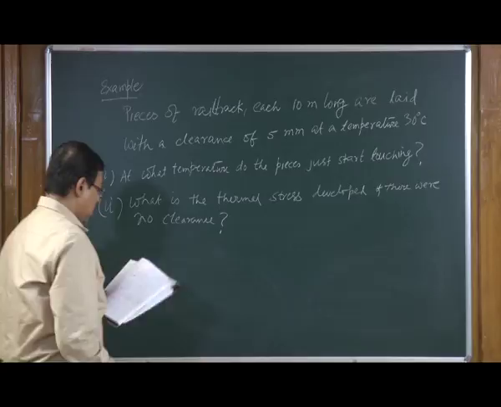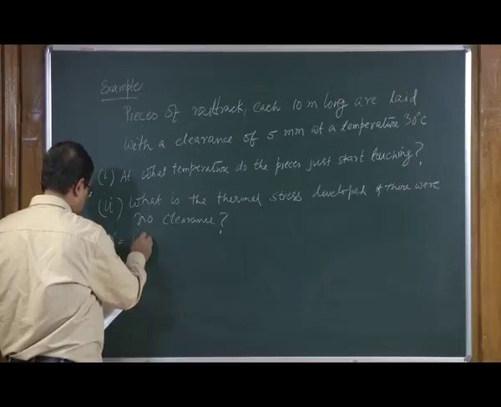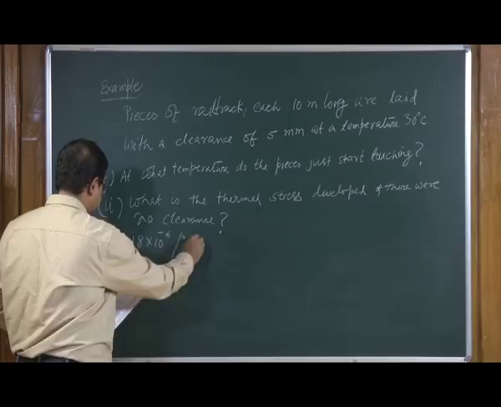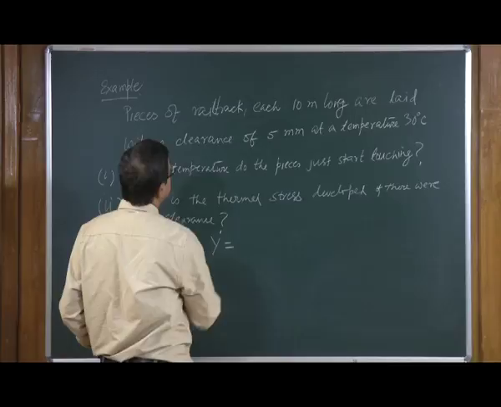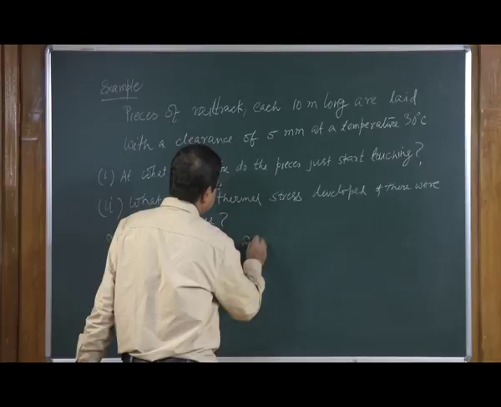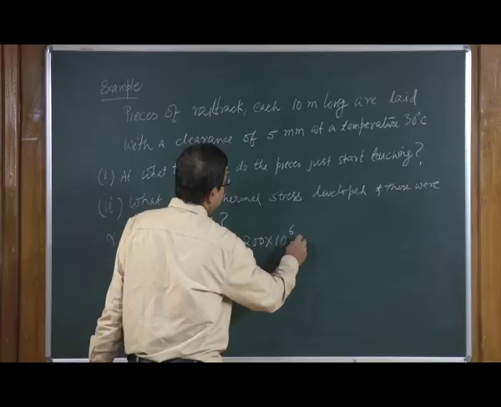It's given that alpha is equal to 18 × 10⁻⁶ per degree centigrade, and the Young's modulus of the material forming the rail tracks is 200 × 10⁶ Newton per meter square.